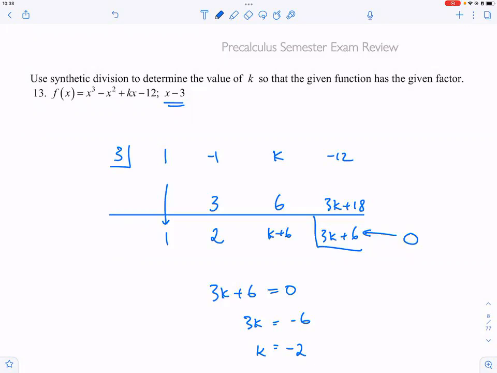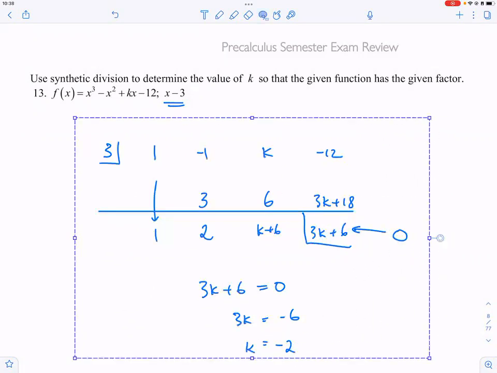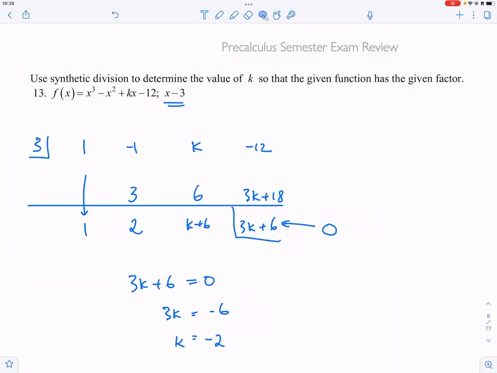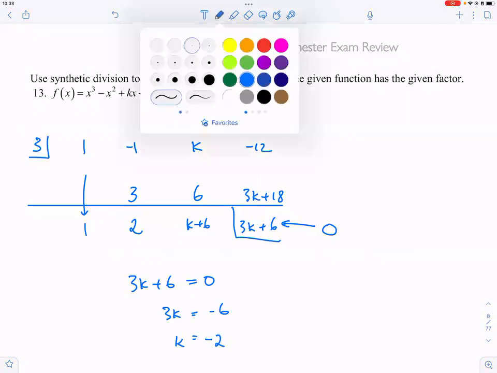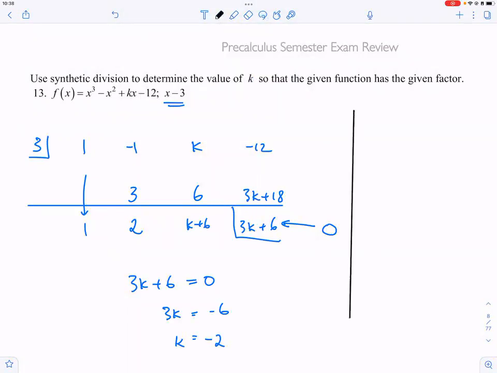Now, there's another way you can do this. But that's not synthetic division, but I still want you to know how to do it. I think it's a good time to show it to you. Now, if x minus 3 is a factor, that means something more. That means that we have a point given, actually. The point is 3, 0.